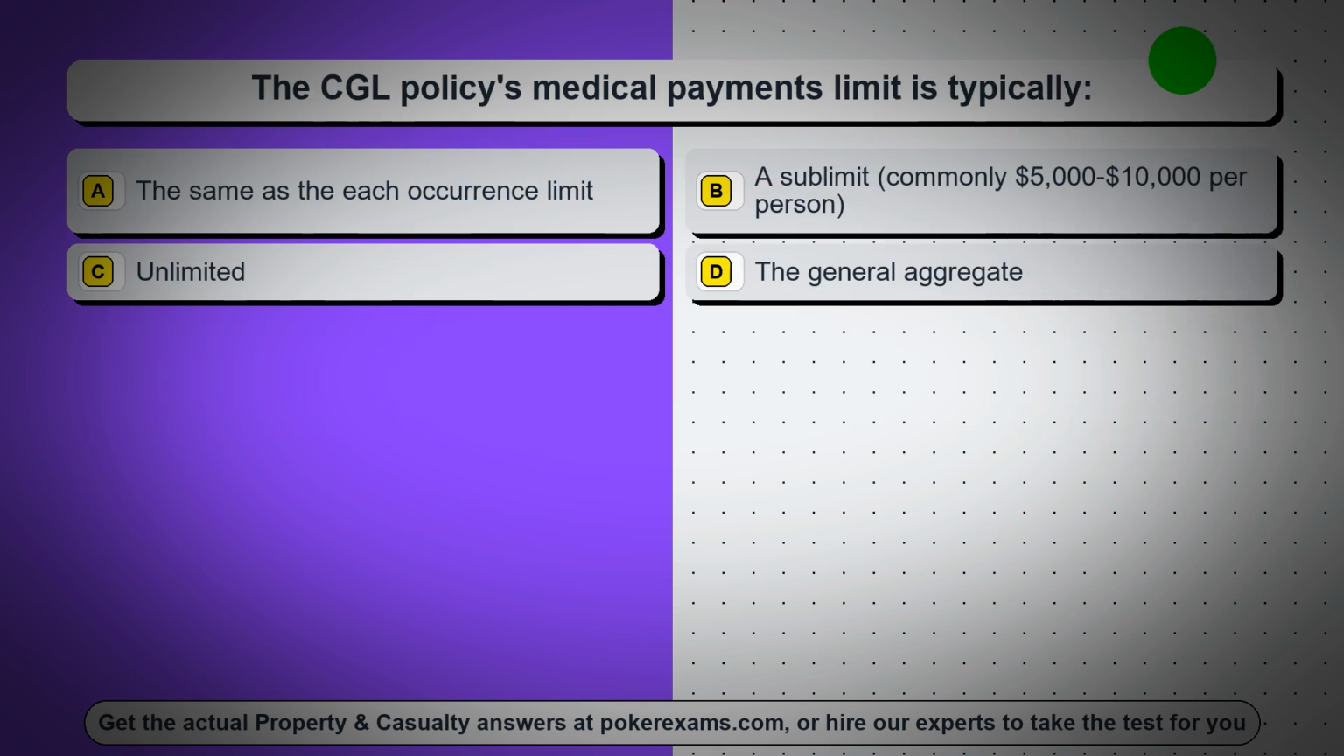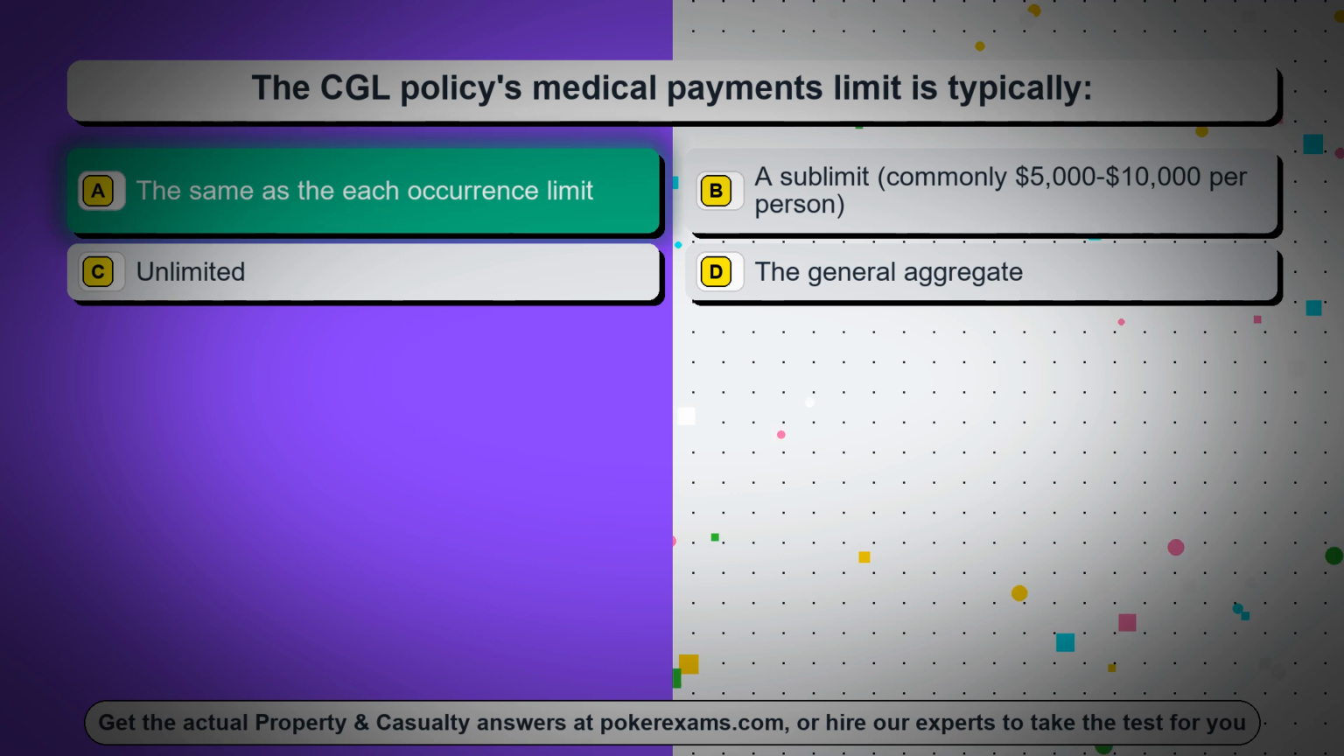Question 10. The CGL policy's medical payments limit is typically: Option A. The same as the each occurrence limit. Option B. A sublimit, commonly $5,000 to $10,000 per person. Option C. Unlimited. Option D. The general aggregate. The correct answer is option A.